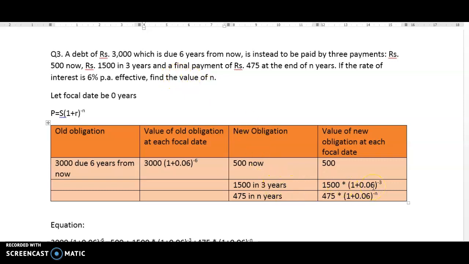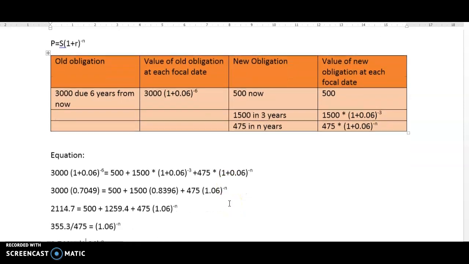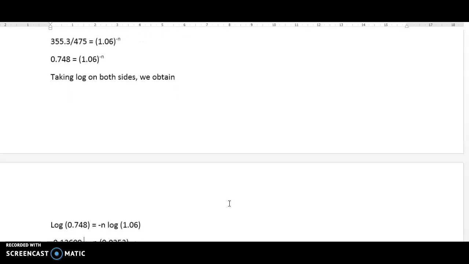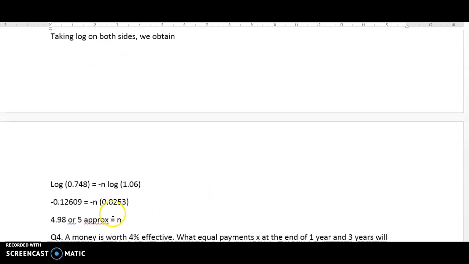So this is very simple. Rate of interest is 6% minus 3 because we have to calculate the present value of this amount to the current date. The next is 475 in n years. So this is minus n. After this, simple, the equation will be this equals to this plus this plus this. I'm not discussing the calculation part here because this is very simple. You have to use the same logic as we discussed in the previous question. So you can do this question as practice and then match the answer. In this case, the answer comes out to be 5 years.